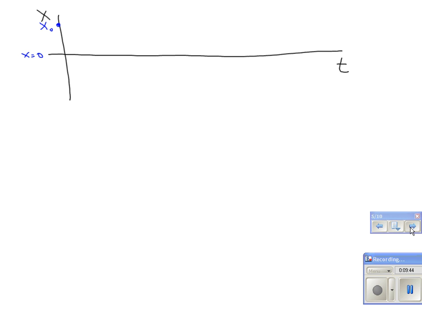Very close. In this case, since we're starting at the top, we're going to call it a cosine graph. But it's going to go like a cosine curve. You with me so far? Okay.